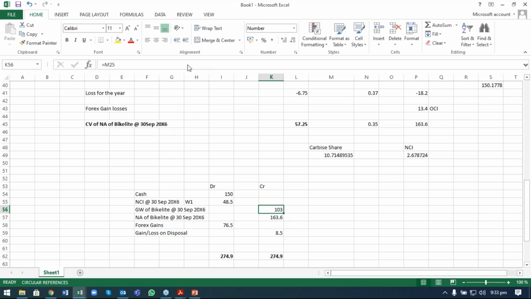Foreign exchange gain losses, just giving you once again, as it's a full goodwill method, even the foreign exchange gain losses on goodwill should be assigned to parent and NCI both, along with the foreign exchange gain losses on net assets of subsidiaries should be accounted for.